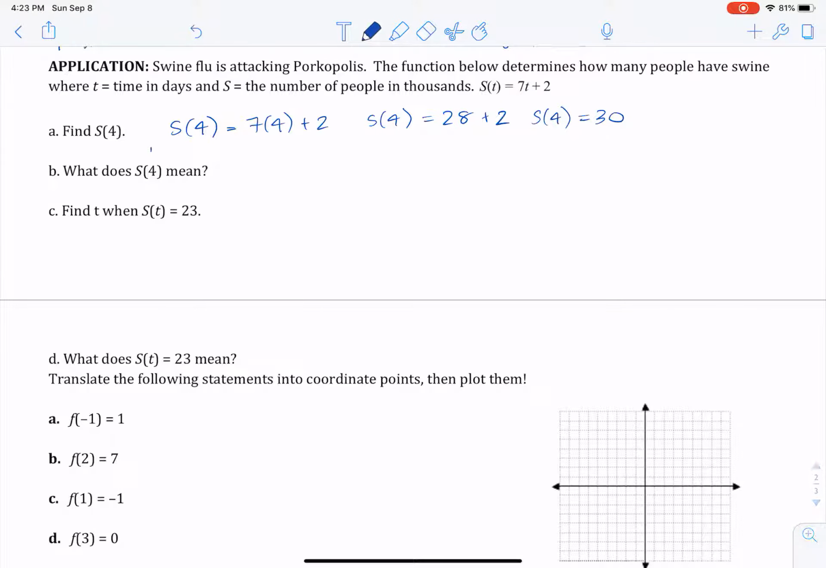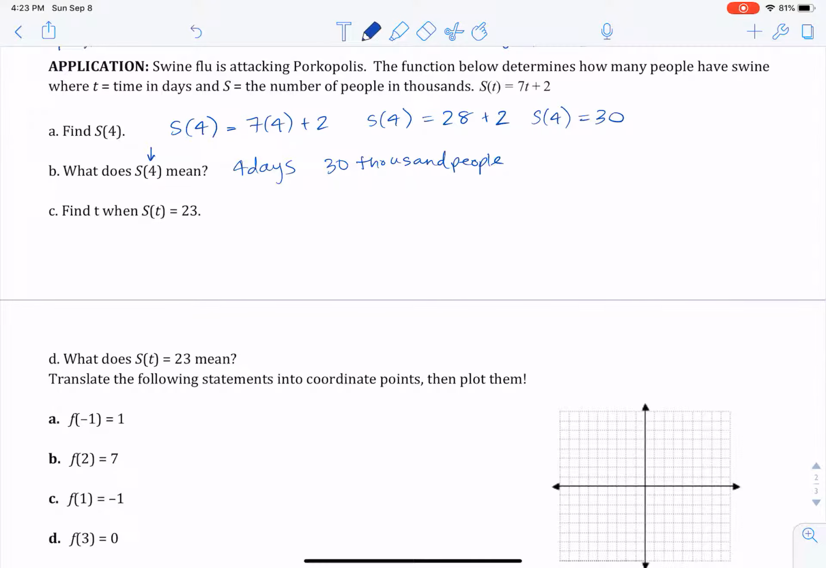So here, this represents my time in days, and my s represents the number of people in thousands. So this is saying that at 4 days, we have 30,000 people that have been infected with the swine flu.